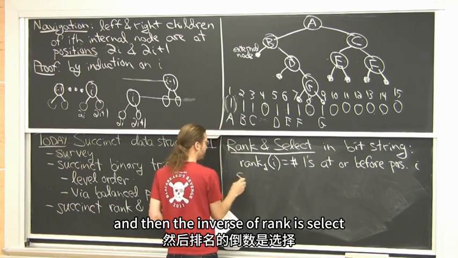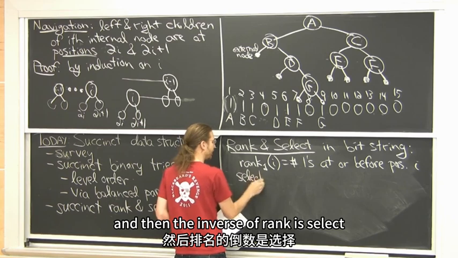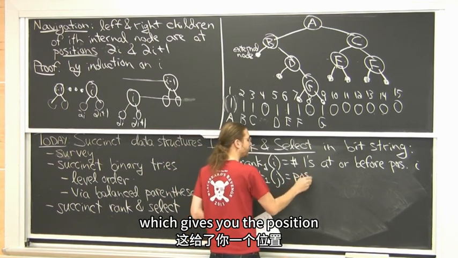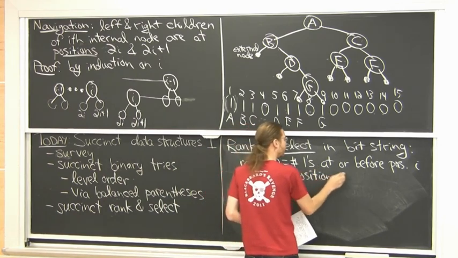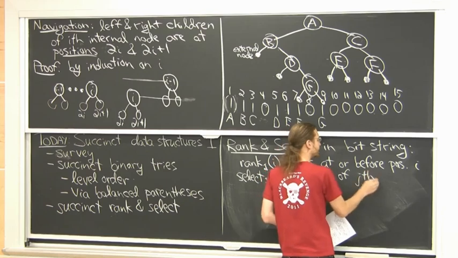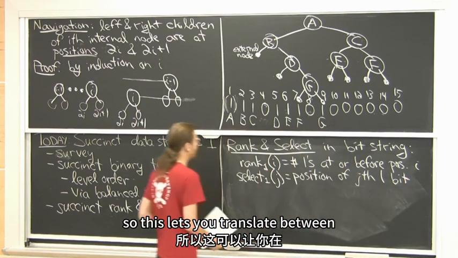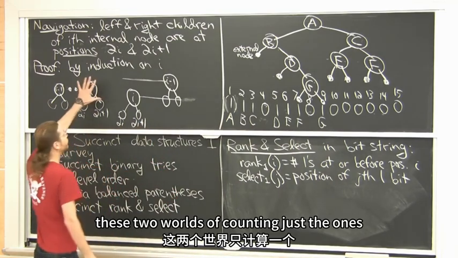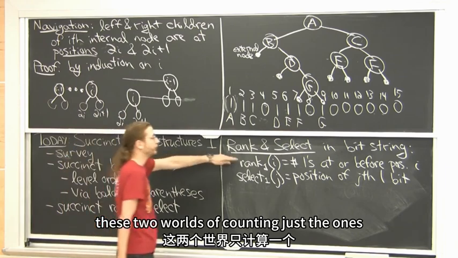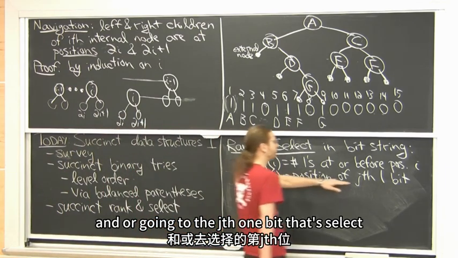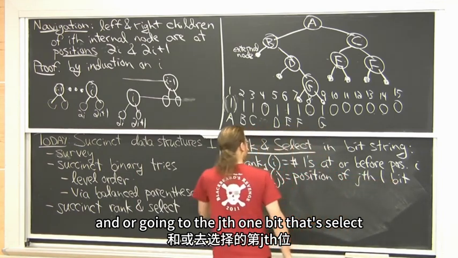And then the inverse of rank is select, which gives you the position of the jth 1 bit. So this lets you translate between these two worlds of counting just the ones, which is rank, or going to the jth 1 bit, that's select.